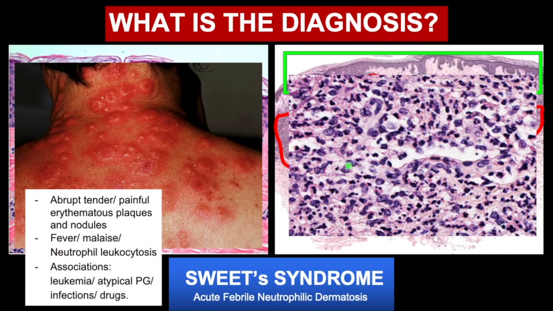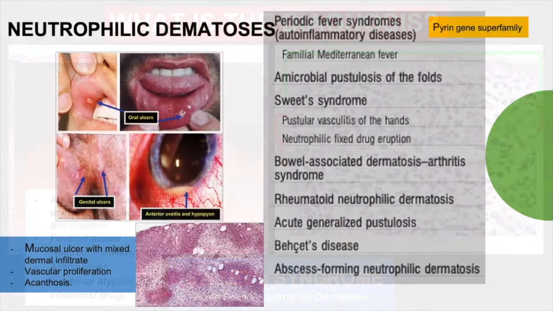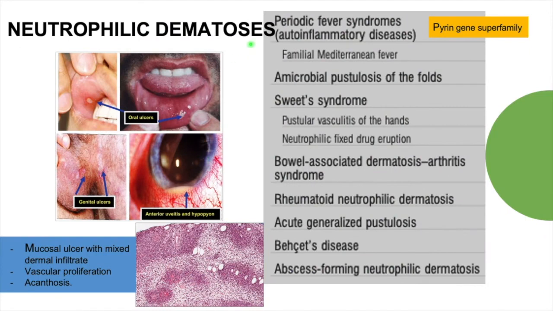So in this disease, we see abrupt, tender, painful erythematous plaques and nodules, fever, malaise, neutrophilic leukocytosis, and it is associated with leukemia, atypical PG, and infections and drugs. So this is the category that contains all these diseases that have a neutrophilic component to them.